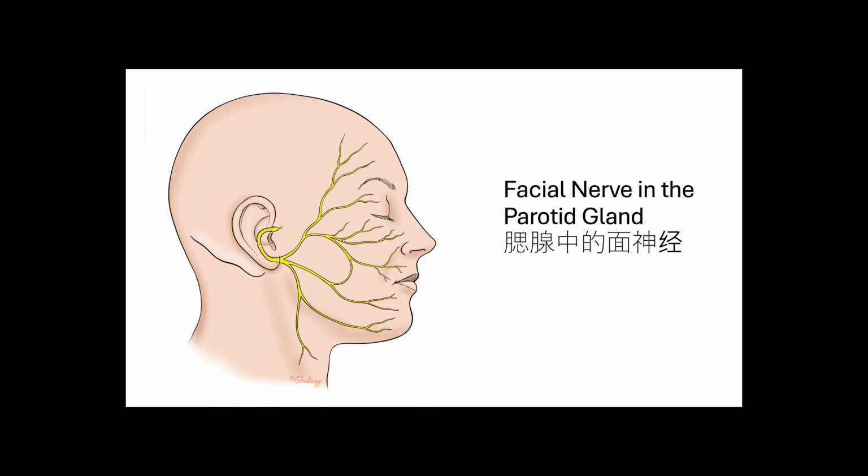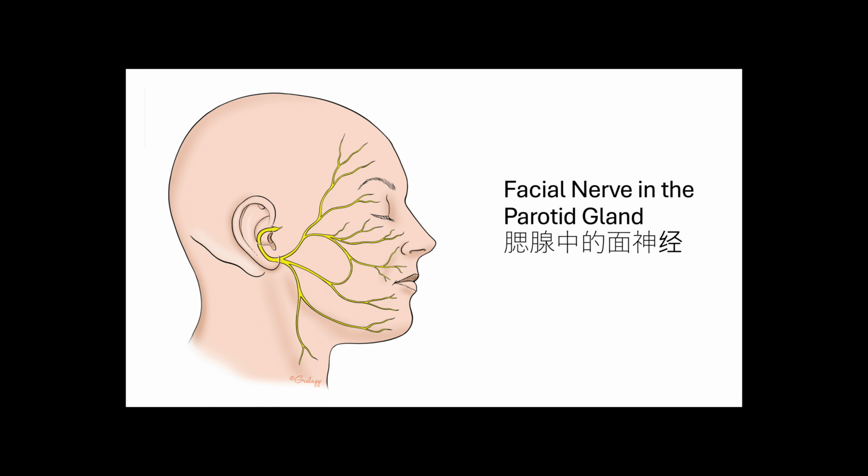Within the gland, the main trunk typically bifurcates into upper and lower divisions, which further branch into temporal, zygomatic, buccal, marginal mandibular, and cervical branches. These branches radiate outward in a fan-like pattern, forming a plexus that lies between the superficial and deep lobes of the parotid gland. Understanding this branching pattern helps surgeons navigate safely during parotidectomy, facial reanimation, and nerve grafting procedures.